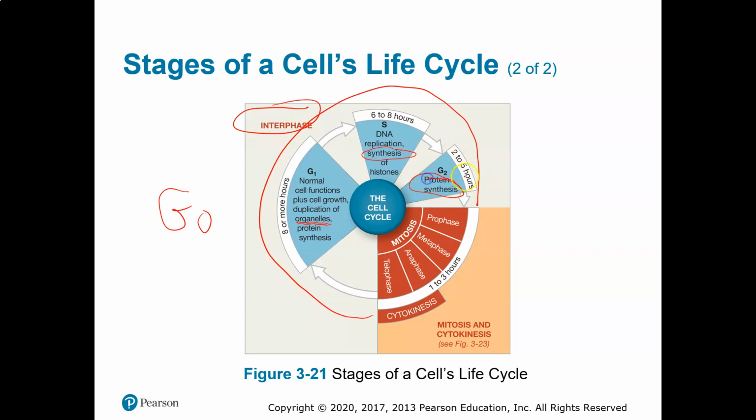Specifically, these are proteins like the microtubules that form the spindle fibers. This is when the proteins that are needed for cell division are produced, and that takes 2 to 5 hours. And then you have mitosis and cytokinesis, which occur anywhere from 1 to 3 hours.